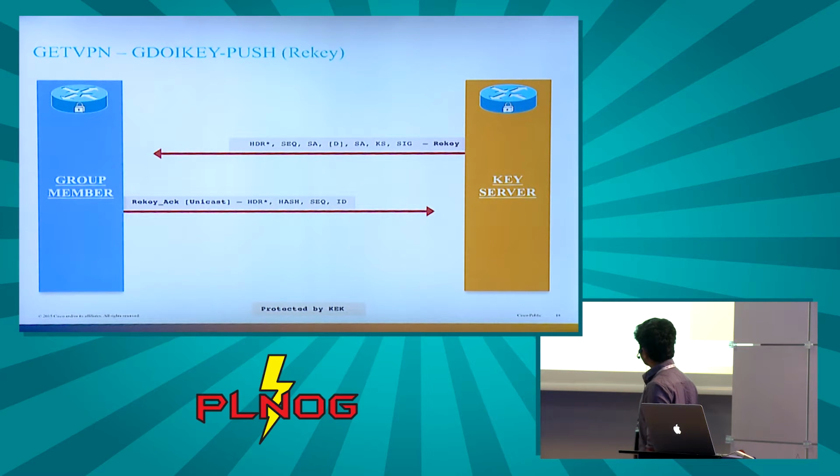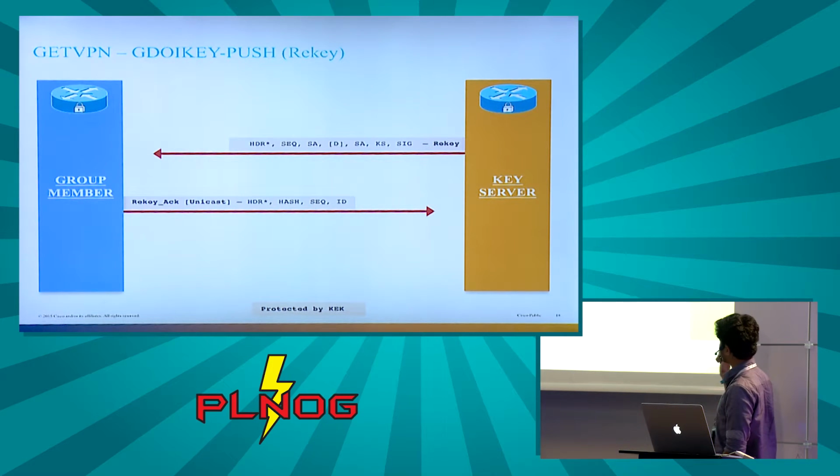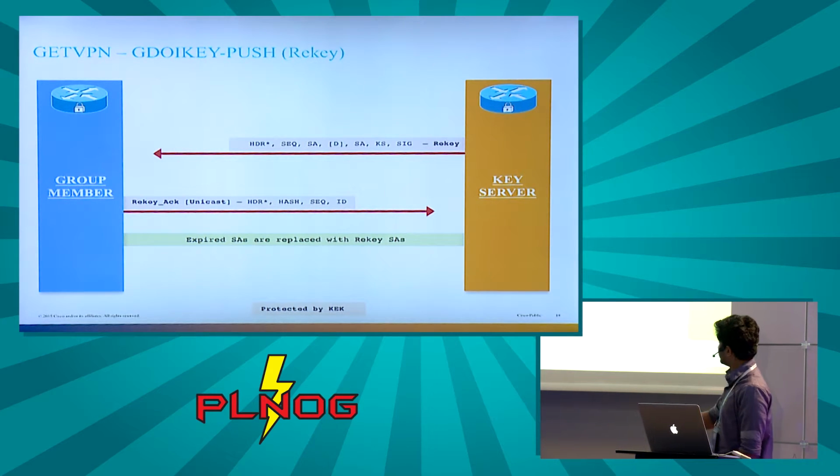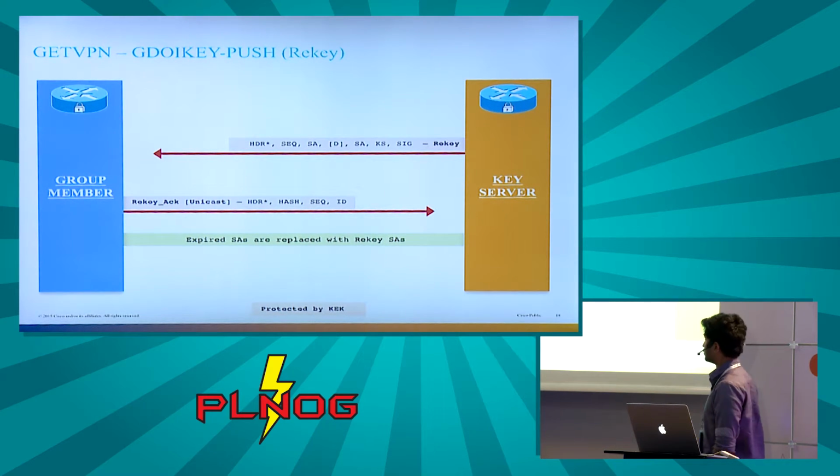What if the private network is not multicast enabled? So we came up with unicast rekey, where the rekey is sent targeted to each of the group members, and we expect an acknowledgement from each group member to know that the rekey has reached him. Once the SAs expire, the rekey SAs are installed, and it's good to go. So this is a continuous process, and this is protected by GIKE.